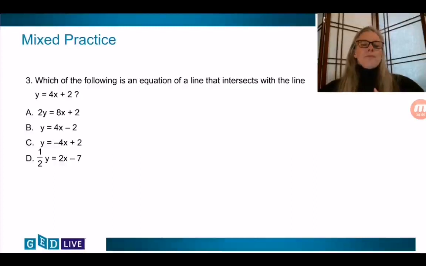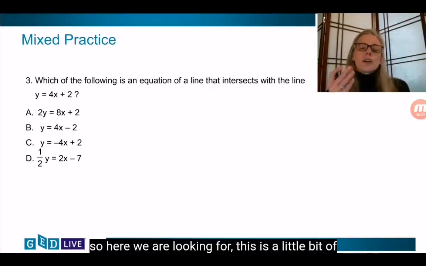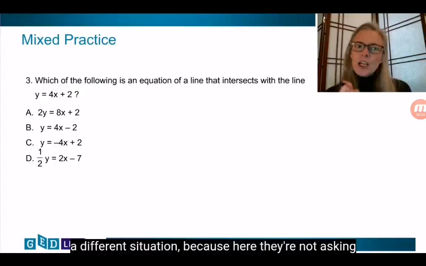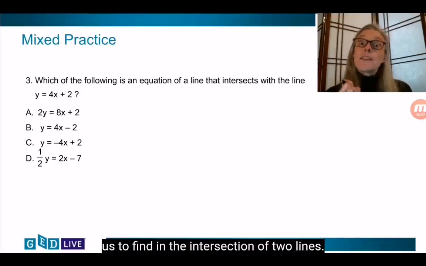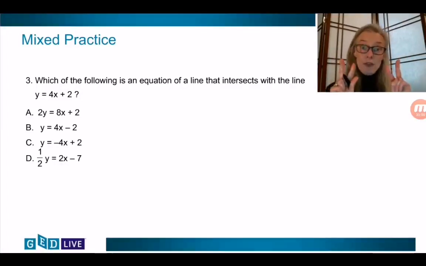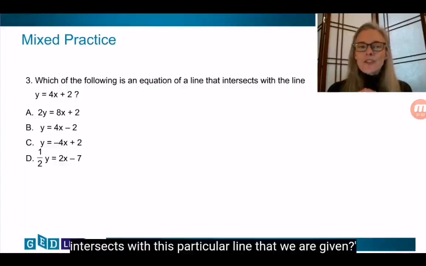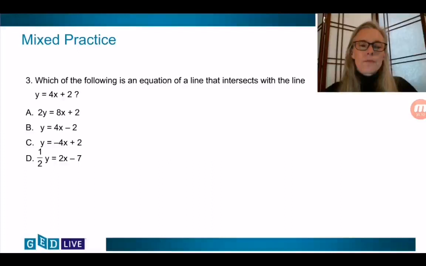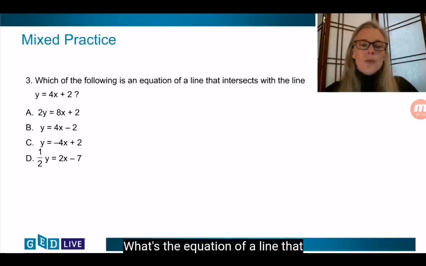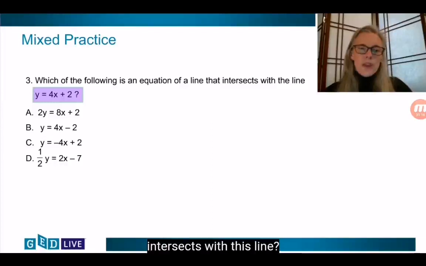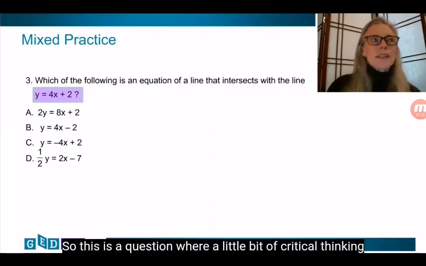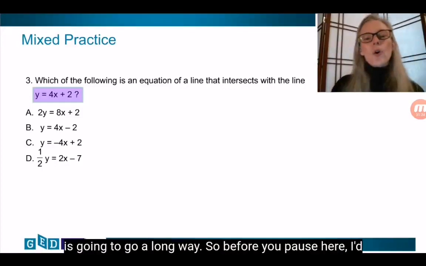Number 3. So here we are looking for, this is a little bit of a different situation because here they're not asking us to find the intersection of two lines. Here the test maker is saying, what is the equation of a line that intersects with this particular line that we are given? What's the equation of a line that intersects with this line? So this is a question where a little bit of critical thinking is going to go a long way.